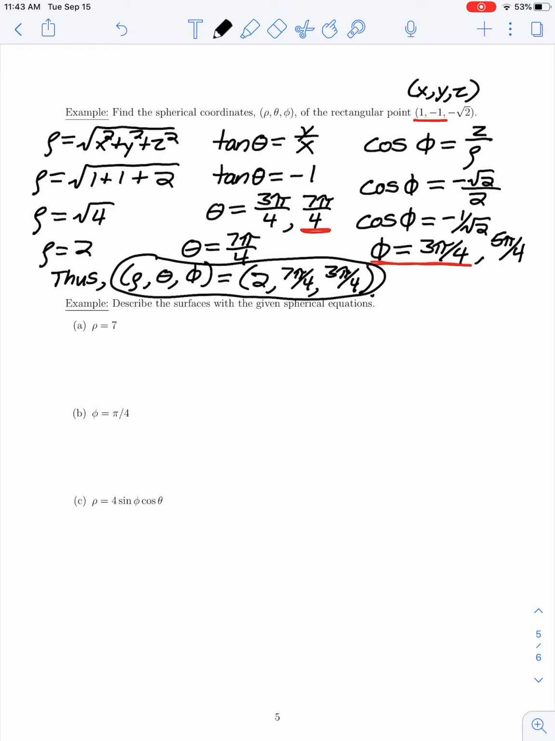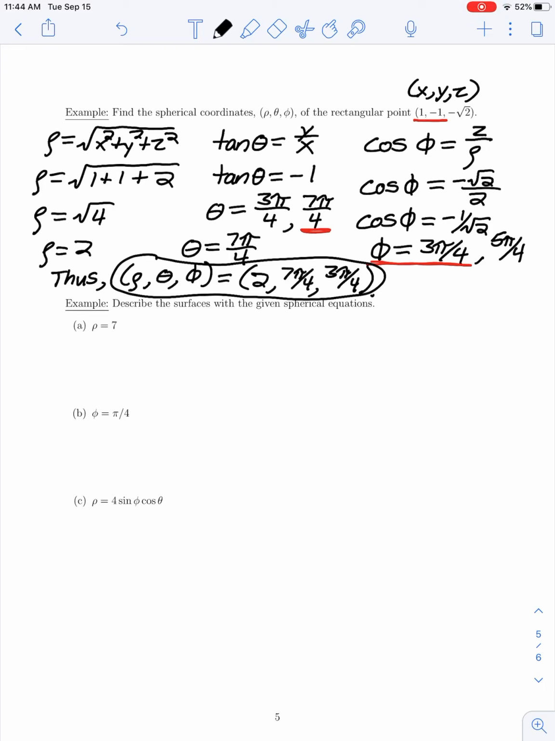So next we'll consider equations involving either rectangular or spherical coordinates and think about the surfaces they represent. Now certain surfaces have very simple representations in terms of spherical coordinates, which we'll see here. So we're asked to describe the surface with the given spherical equations. And in part A, we have a constant value for rho. So let's think about this.